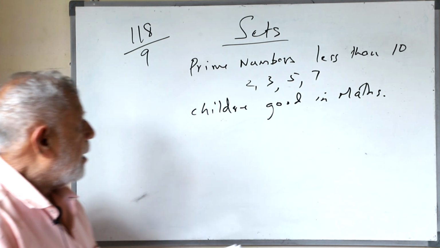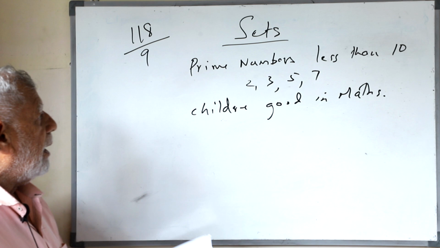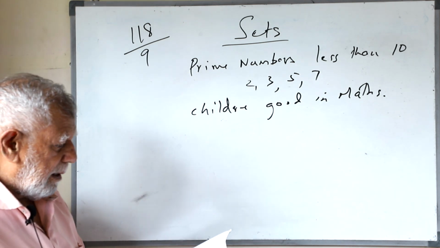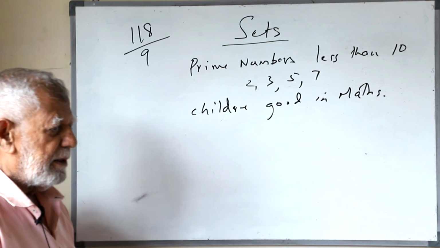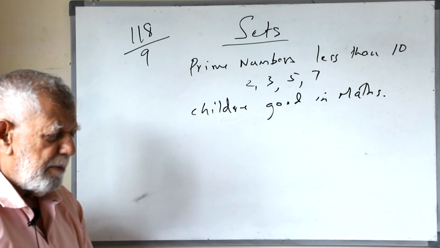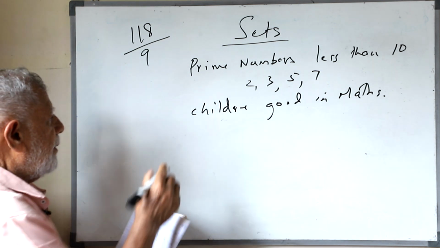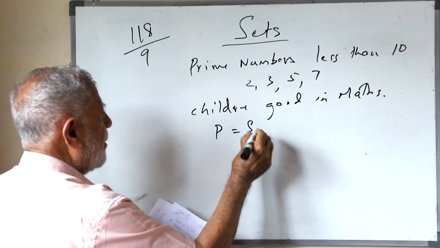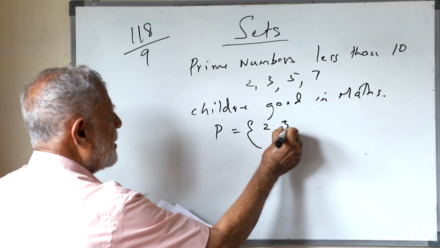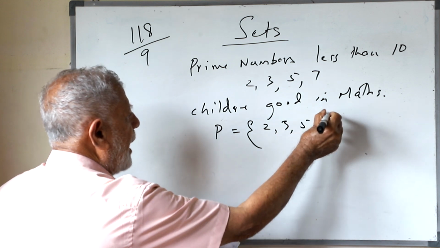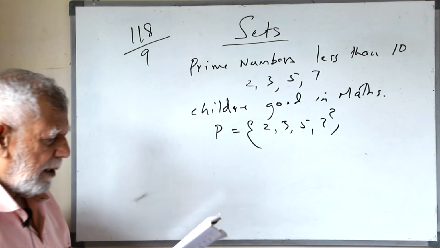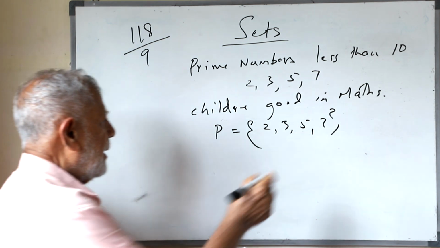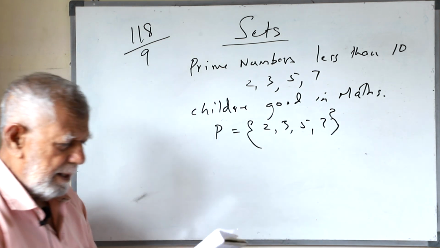If you want to represent these numbers in a set, we use the curly brackets, and we give a name for this. For example, for prime numbers less than 10, we say P is equal to, and we put curly brackets, and inside that we put the numbers 2, 3, 5, 7 and close the bracket. So this is how you represent the set, and we have given the name P for this set.